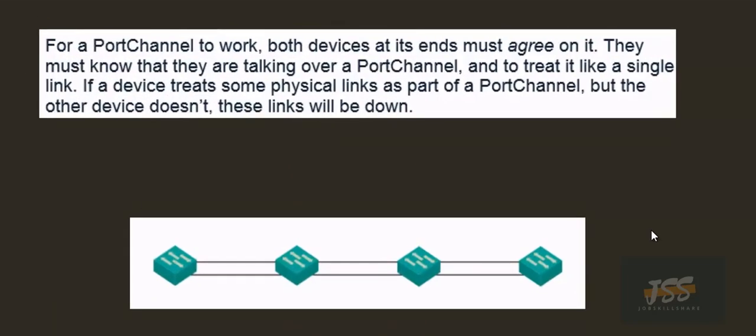So we are talking about port channel in this part 6 of module 1. For a port channel to work, both devices at its ends must agree on it. They must know what they are talking about over a port channel, and treat it like a single link. So this bundled link should be treated as a single link. If a device treats some physical links as part of a port channel but the other device does not, these links will be down. So both ends should negotiate and treat it as a single port channel.